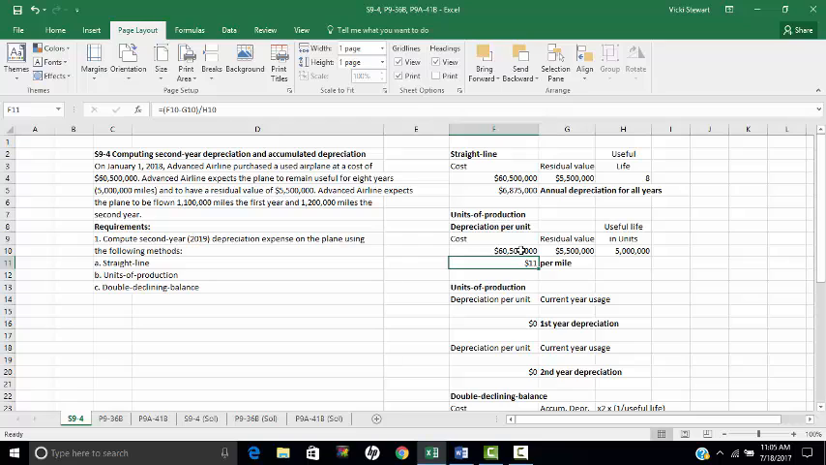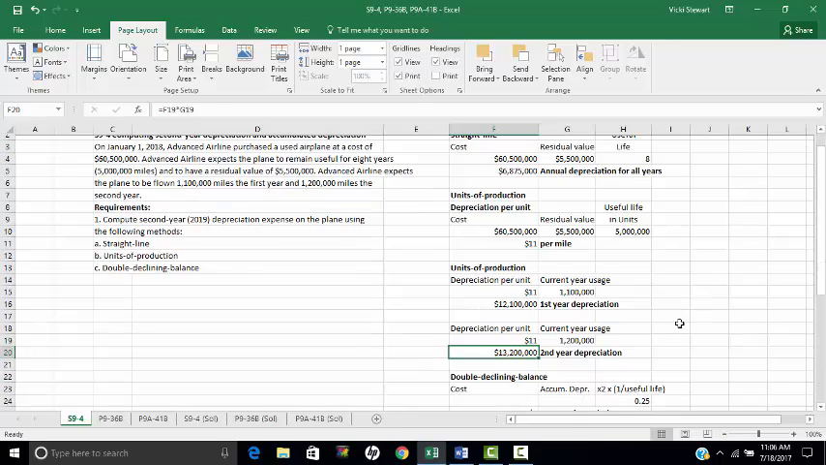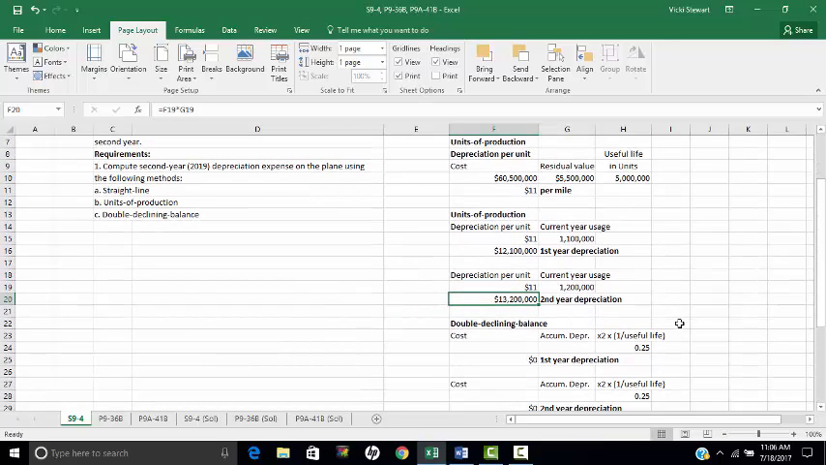Now we'll use that $11 to calculate the depreciation for each of the years. So we start off again with 11, and then we multiply it by the first year usage, which the problem stated was 1,100,000 miles, and that gives us $12,100,000 in first year depreciation. We do the same thing for the second year. We multiply 11 times 1,200,000 miles, and that gives us $13,200,000 in second year depreciation.